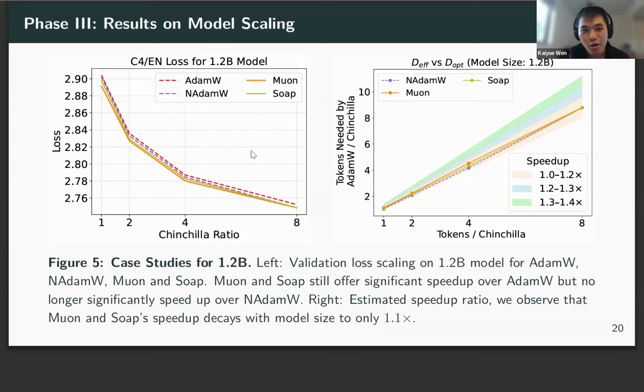But if you put it in the global picture, it's definitely not a large model. It suggests that the speedup of these matrix-level optimizers is decreasing very fast. But still, the good news is that all the optimizers are still having some speedup over AdamW, and especially the simple variant, Nesterov Adam, still has a 10% speedup.